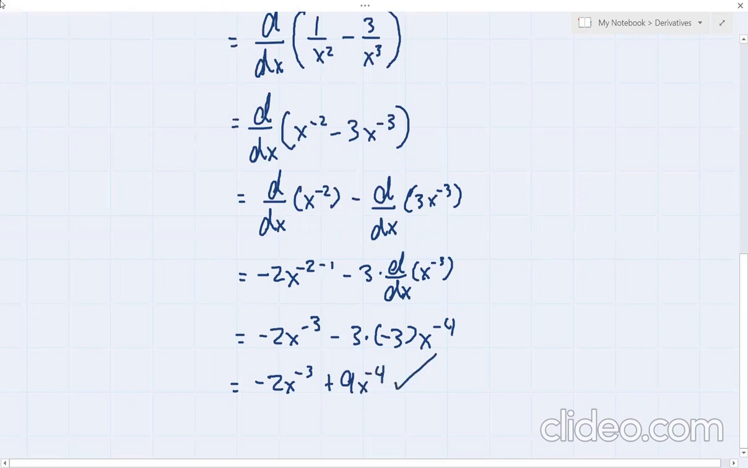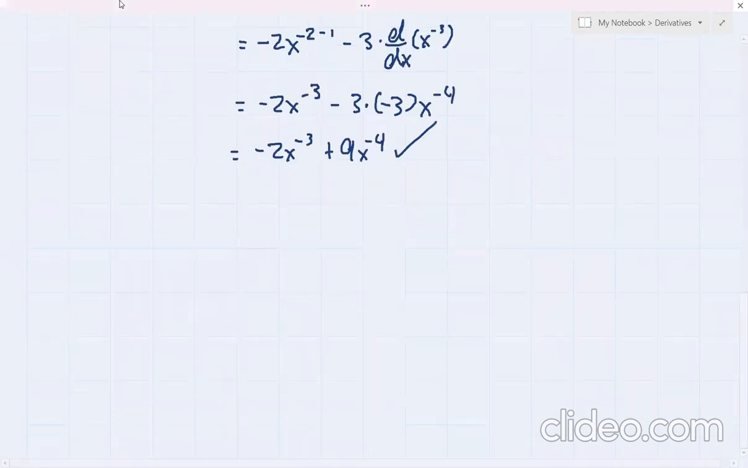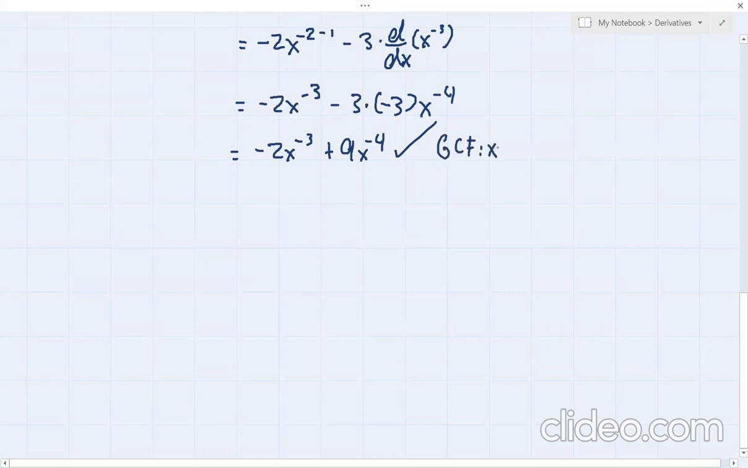So, that is our final answer. Pwede na to. Or pwede pa natin siyang i-simplify. These two terms, negative 2x raised to negative 3 and 9x raised to negative 4, are both divisible by x raised to negative 3. At yan yung greatest common factor nila. Okay? X raised to negative 3.